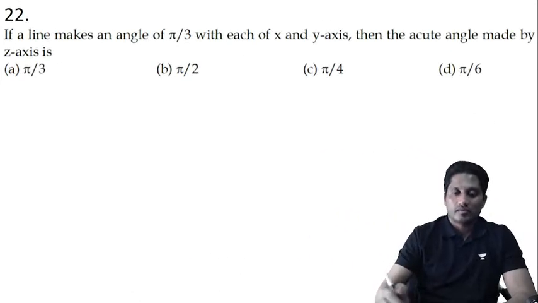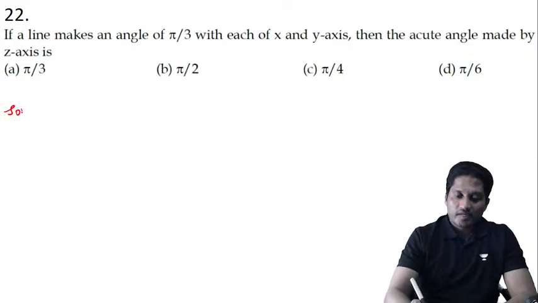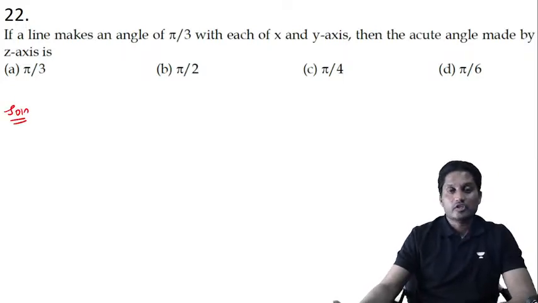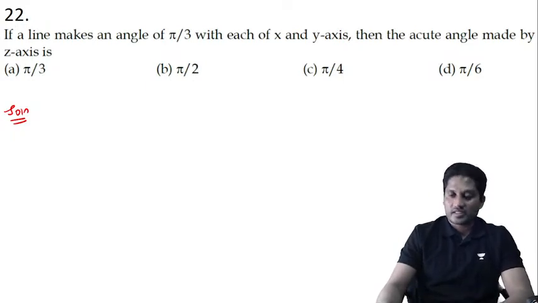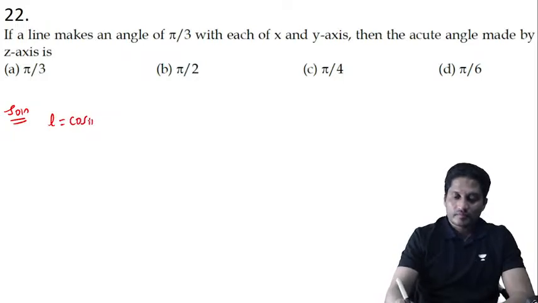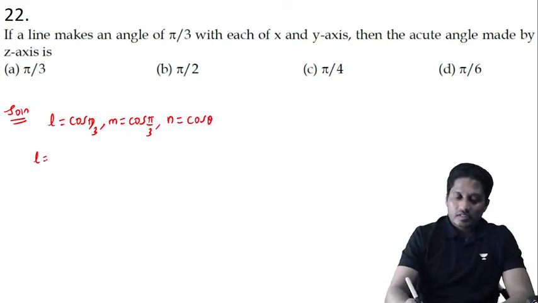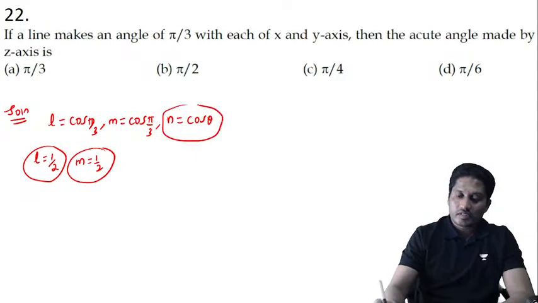Question number 22. If a line makes an angle pi by 3 with each of the x and y axis, then the acute angle made by the line with the z axis is? L equals cos alpha, m equals cos beta, that is cos pi by 3. The angle with x and y is pi by 3, and the angle with z I don't know, so it is cos theta. cos 60 is half, so L and m are half. Then n equals cos theta.